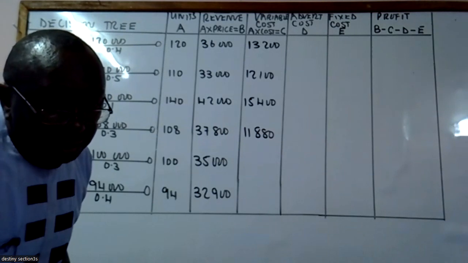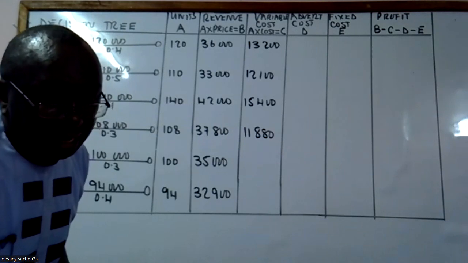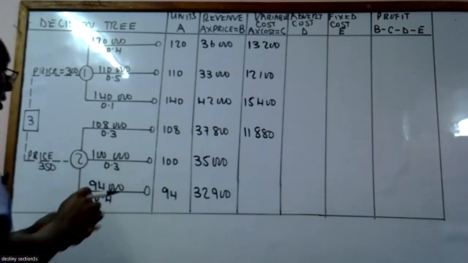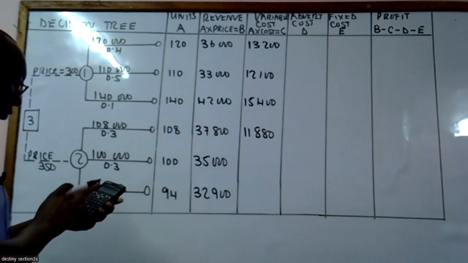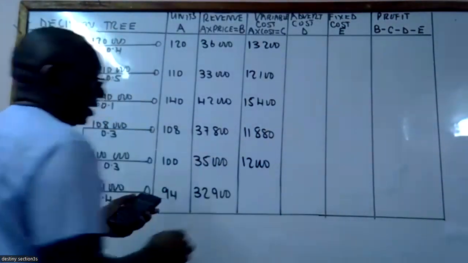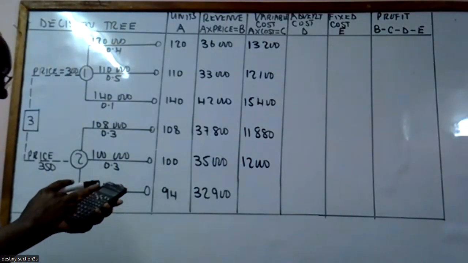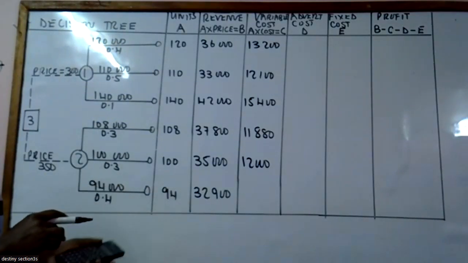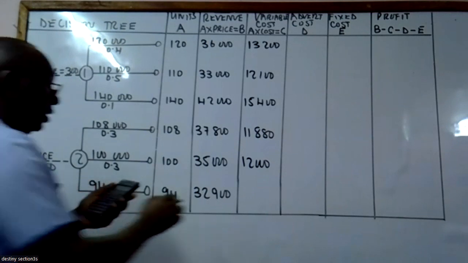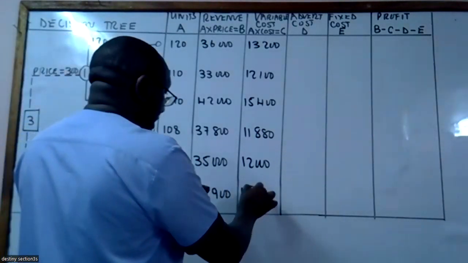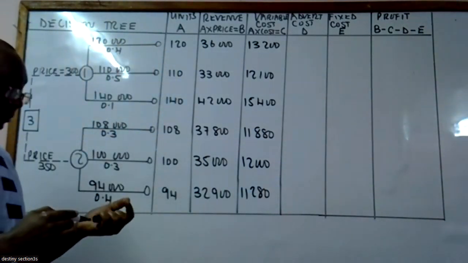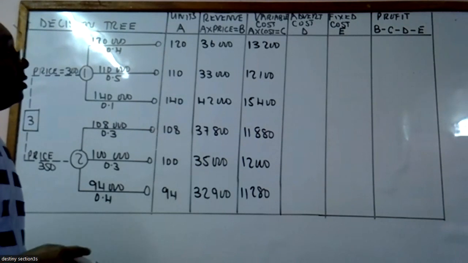Now this is exactly 100, but we are told the cost of 120 is up to and including 100. So this 100 will be charged at 120. So it's 100 times 120. That will be 12,000. And then 94 is below 100, so multiplied by 120. That gives us 11,280. That's about the variable cost.